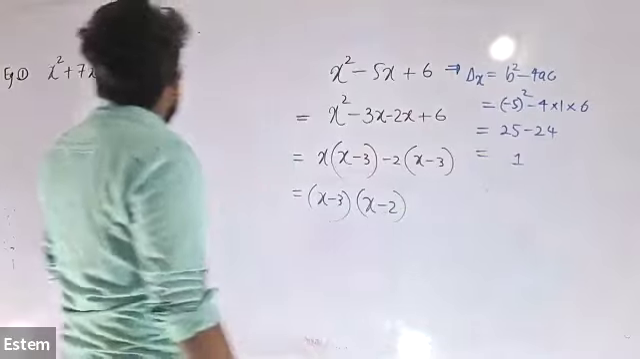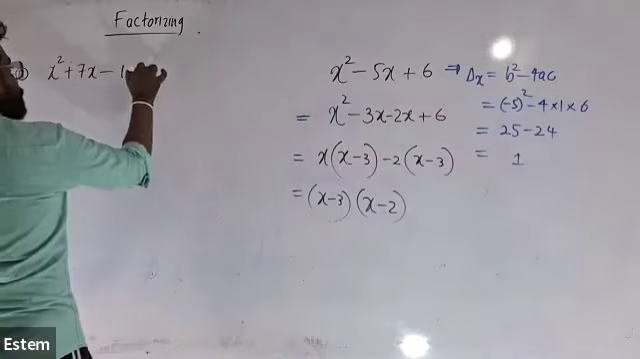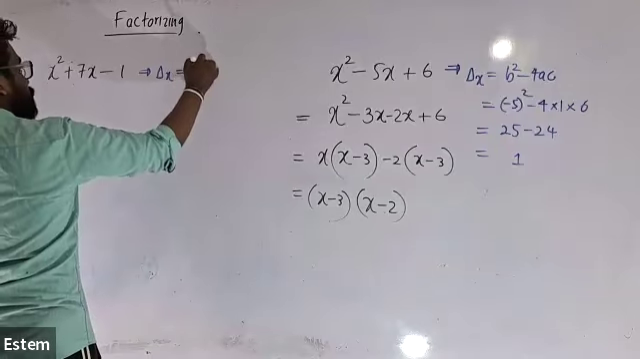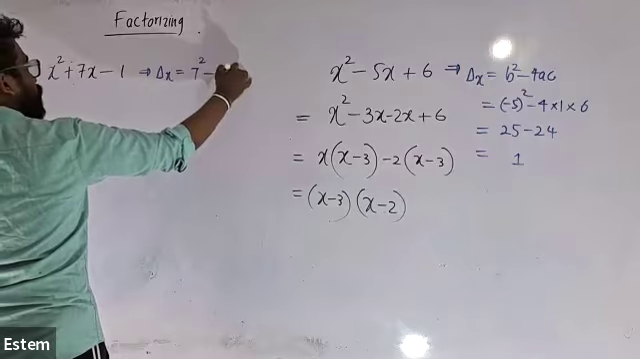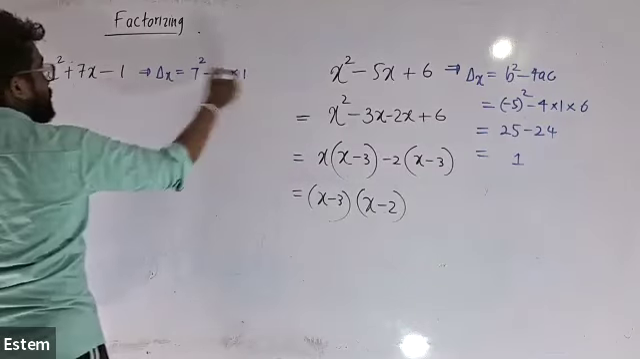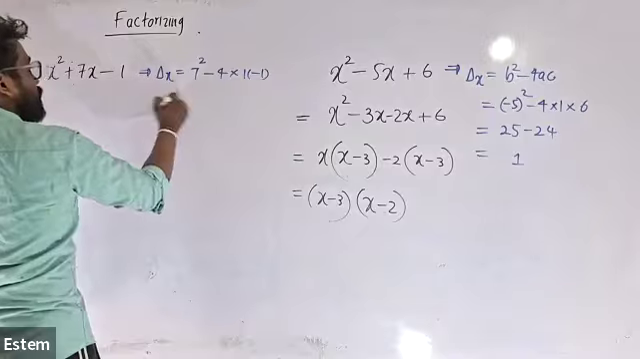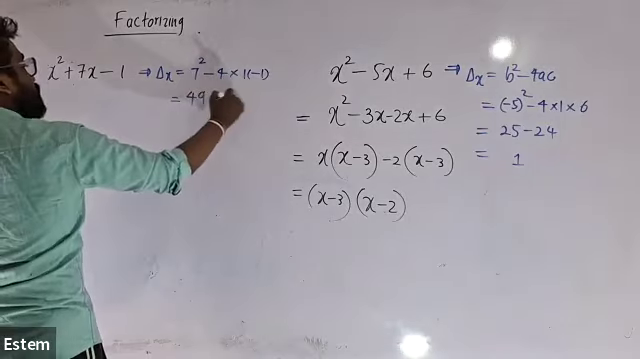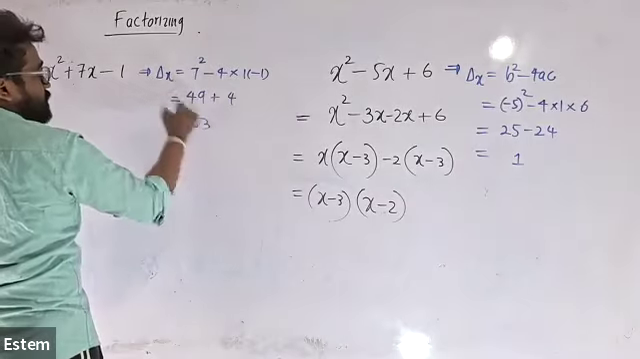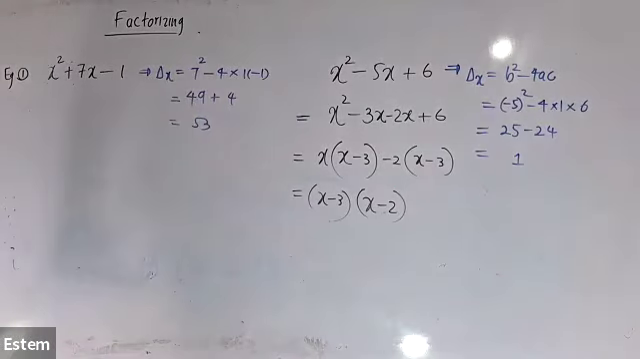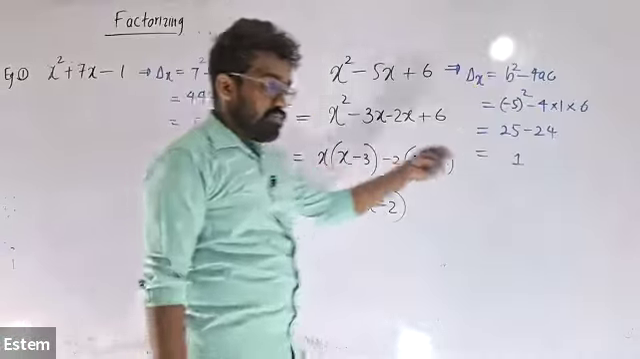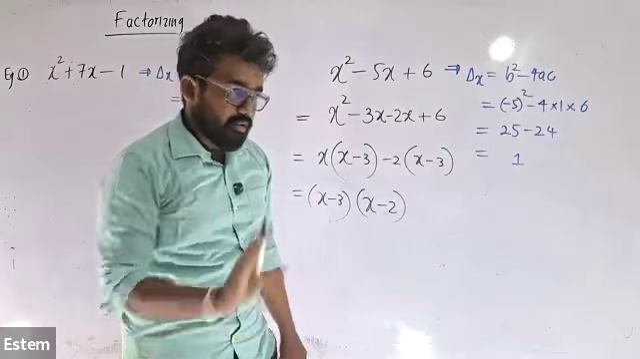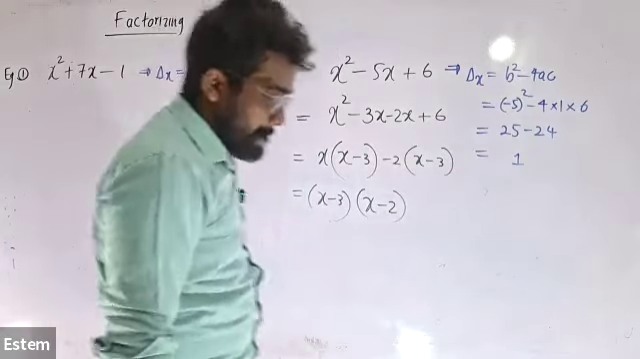Okay, then check the discriminant of this one. The discriminant is b squared minus 4ac, where a is 1, b is 7 and c is minus 1. Now 7 to the power 2 is 49, and this is plus 4. What's the answer? It is 53. The discriminant is 53, positive. The discriminant is 1 here. Okay, please wait.